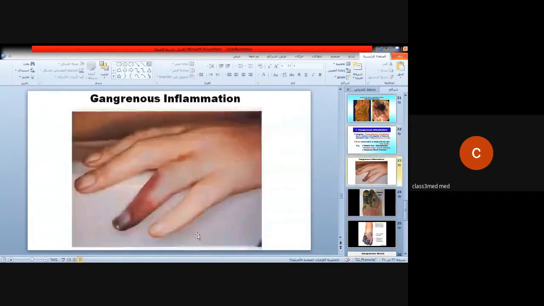This is an example of gangrenous inflammation, this finger with gangrene. You see black discoloration at the tip of the finger with the spread of inflammation. This red area means a spread of the gangrene more proximal in the tissue.